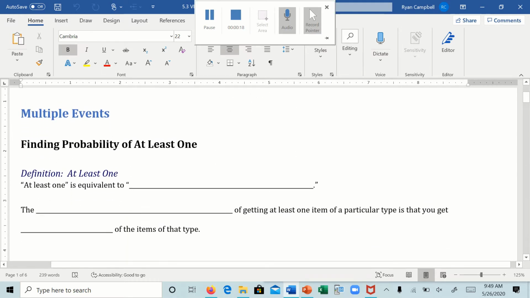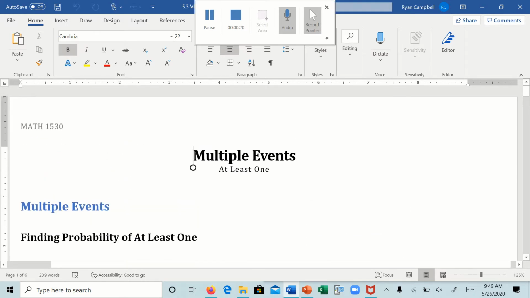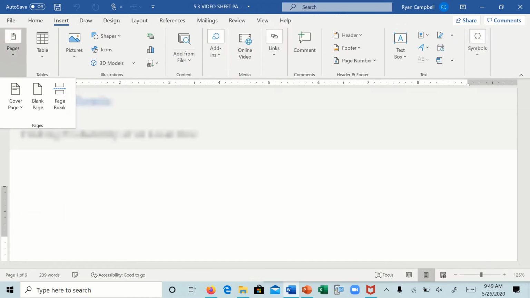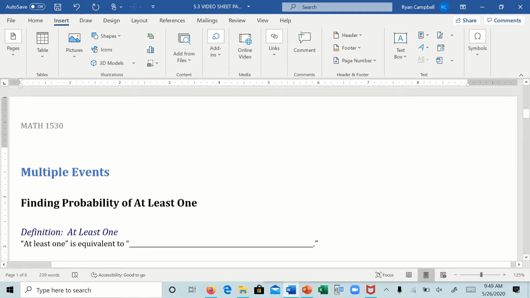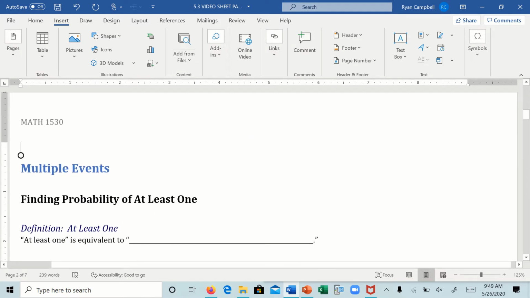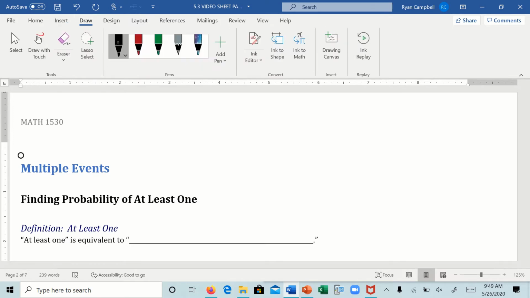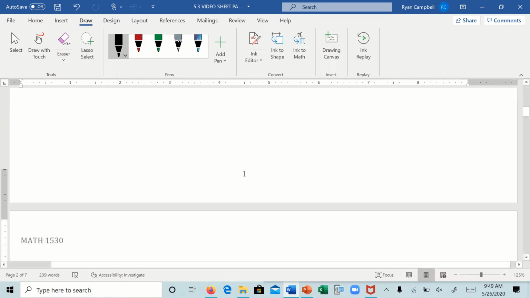So first thing we've got to think about: what does "at least one" mean? At least one is the same as one or more, right? So it's the probability of one or more. So let's think about this.